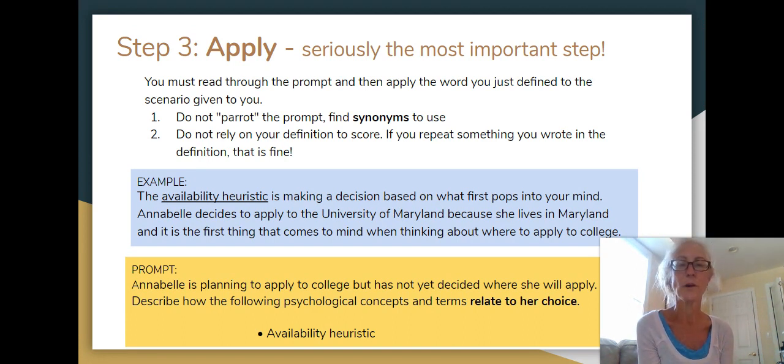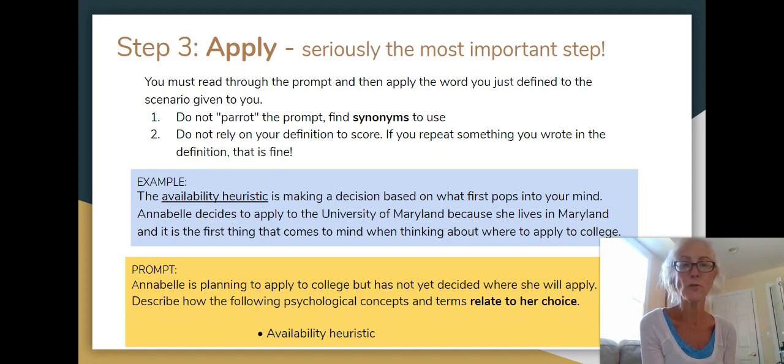Find synonyms or phrases that serve as synonyms to use. So in other words, you would never say that the availability heuristic is used by Annabelle to choose which college to apply to. That's basically parroting the question. The word choice is there. And again, remember, do not rely on your definition to score.